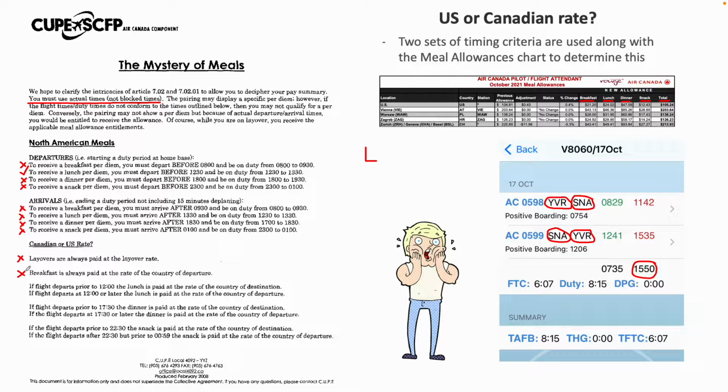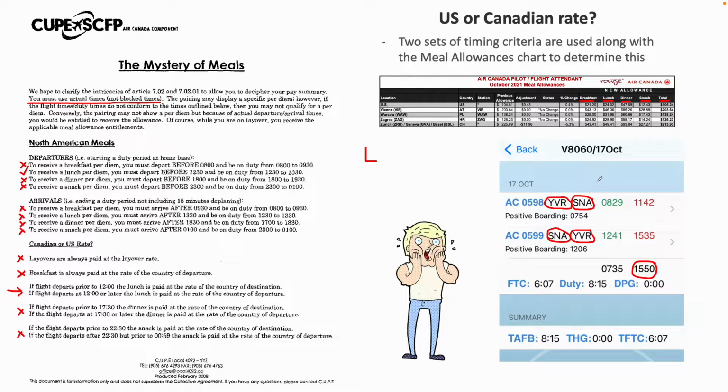We established before that only the lunch per diem applies here, so I'm going to cross out the dinner and snack in advance. And now we're going to look at this particular paragraph to check the logic. So we have two if statements. If the flight departs before noon, the lunch is paid at the country of destination. If the flight departs at noon or later, the lunch is paid at the country of departure.